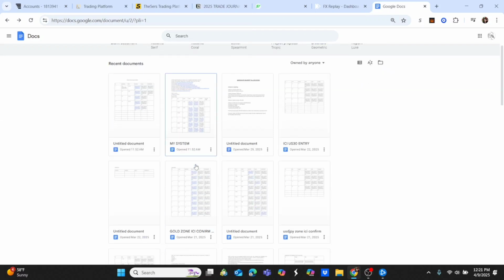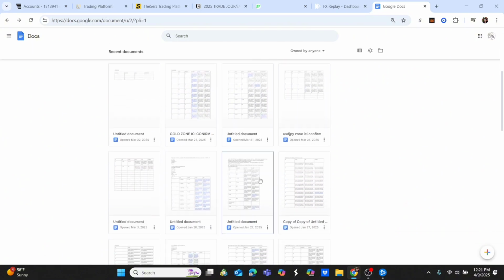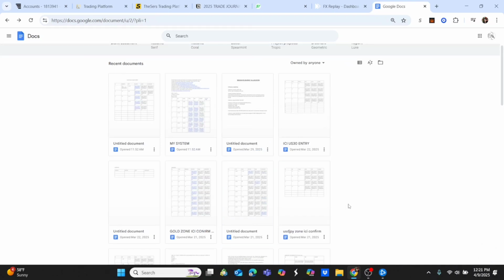So me personally, if I go on my Google Docs, you can see that I have a lot of testing on my system. I have this one, I have this one, this one. I have multiple testings, and what this shows you is it gives you the actual confidence to know that, okay, despite you took a break even today, despite you took a loss today, you know that overall those add up with your wins to make a profitable system, and that's one thing for me.